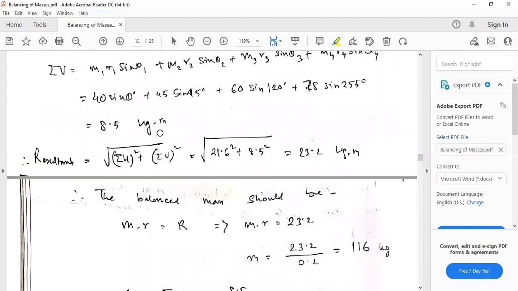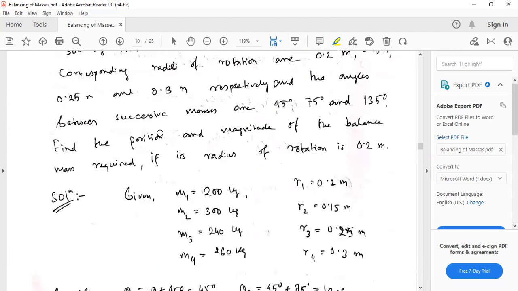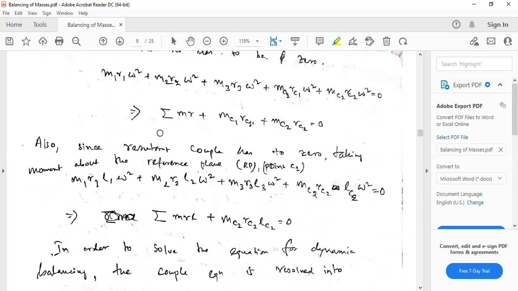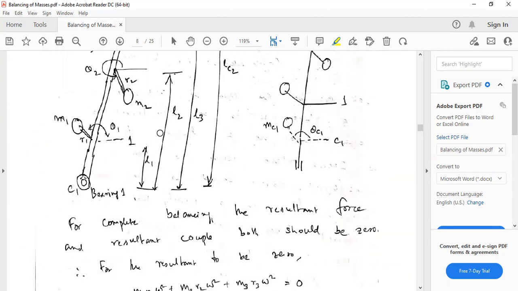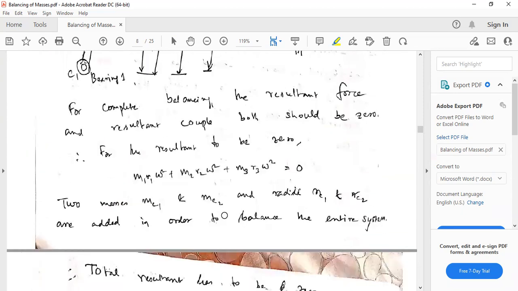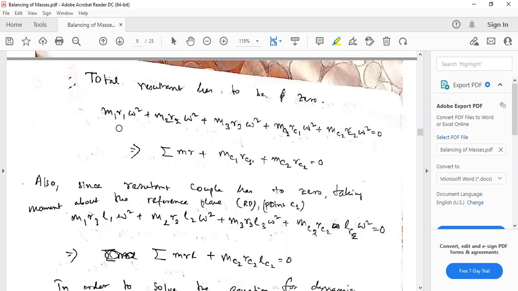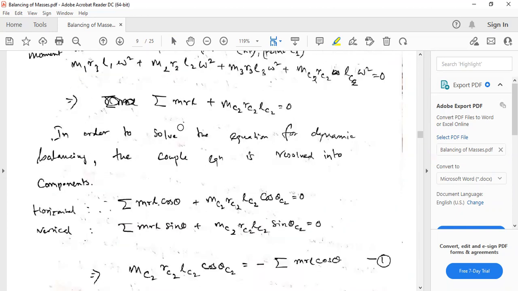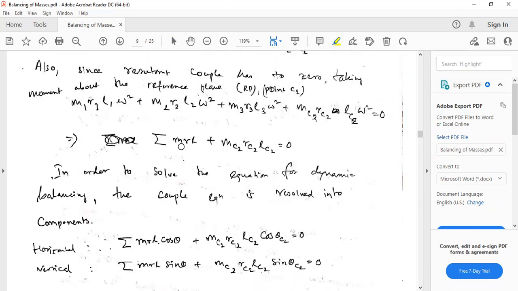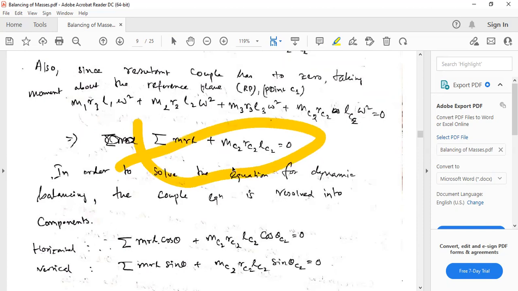Let's go back to the analysis. So here we can see how to do it. We have to add these. See, M1 R1. Sorry, this is static. So this is dynamic. For dynamic, M1 R1 L1, M2 R2 L2, M3 R3 L3 plus MC2 RC2 LC2. So omega square will get cancelled out. This is what we have written in a concise manner like this. So this is what you have to do now.